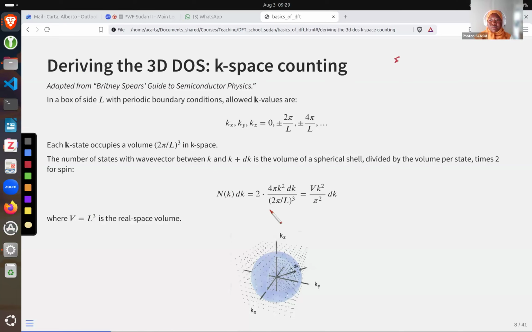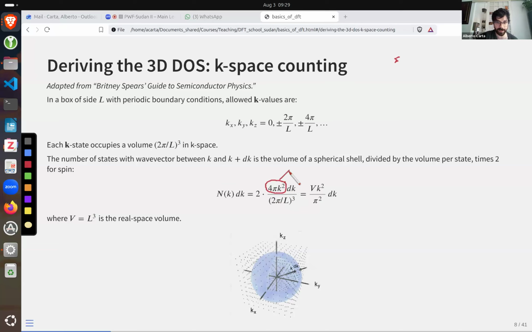Perfect. Okay, so the idea, as I said, is we have a sphere. We need to increase the sphere slightly and count how many states we add by this increase. So we are on a sphere. The area of a sphere is 4 pi k squared. We have a sphere in k space.